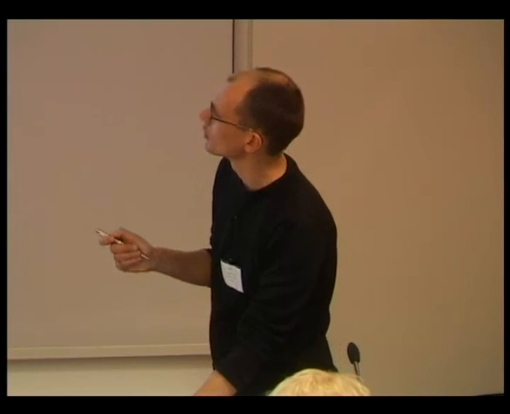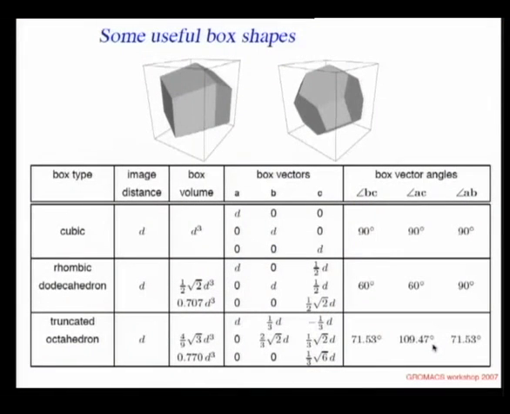Then box shapes have already been shown by Eric, except that you didn't have the rhombic dodecahedron in there, but something else. But my picture is also not very good.